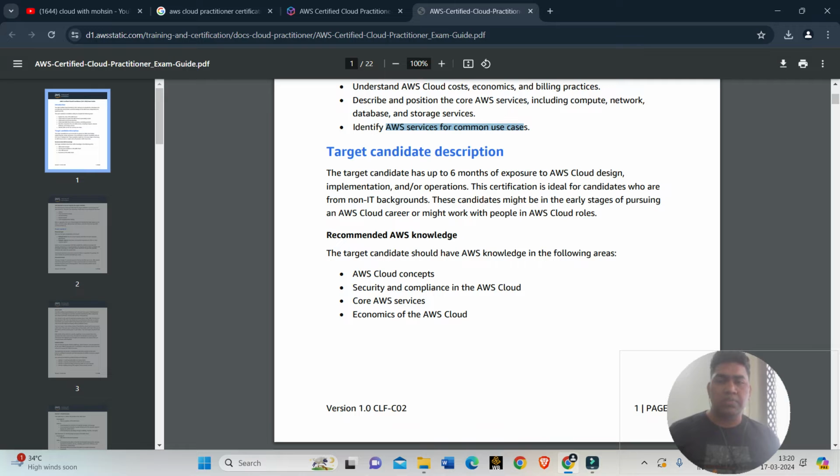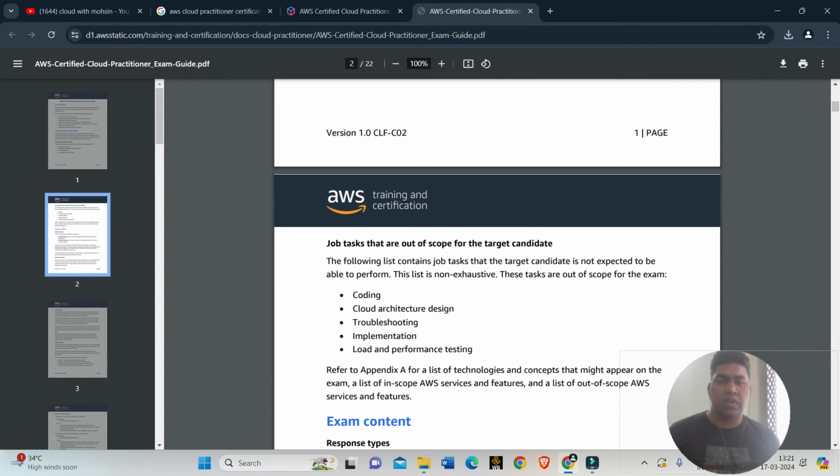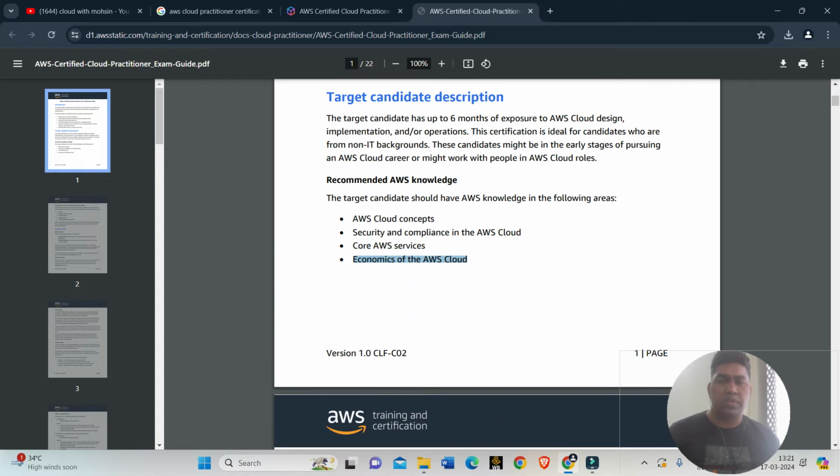Now, the target candidate description. Who is the target candidate, who is expected to take this exam? The recommendation is that the target candidate should have AWS knowledge in the following areas: AWS cloud concepts, security and compliance in the AWS cloud, core AWS services, economics of the AWS cloud, etc. As you can see, this is a recommendation, not mandatory. So it's recommended but not mandatory.